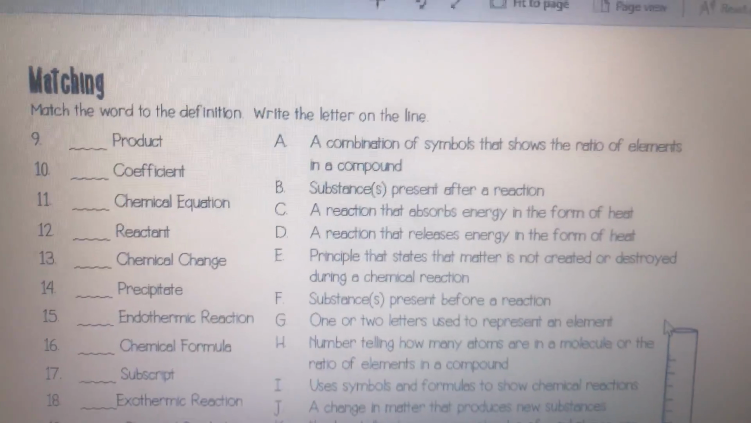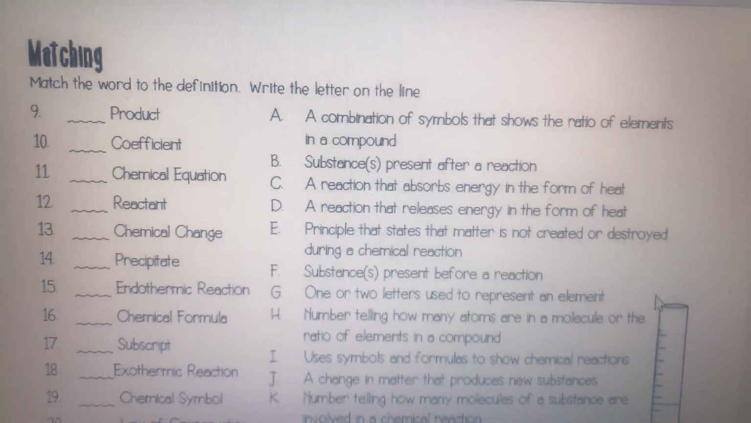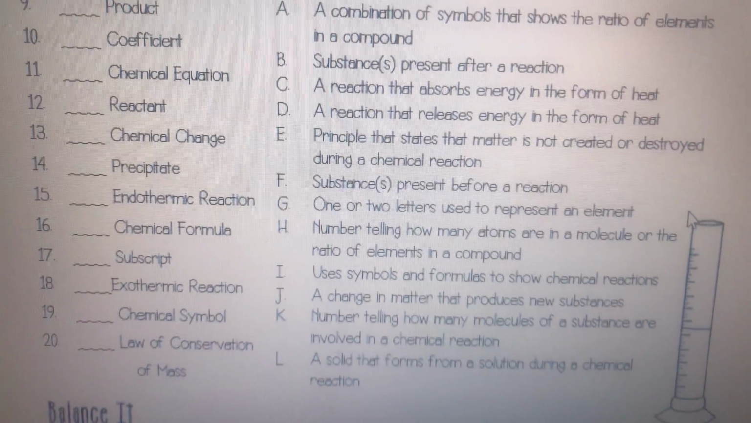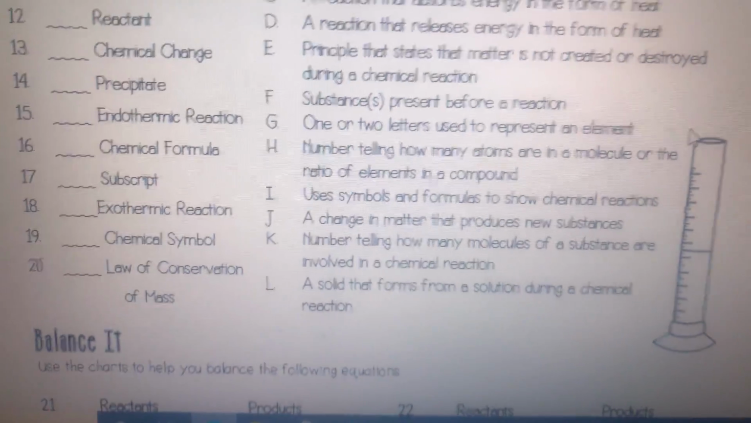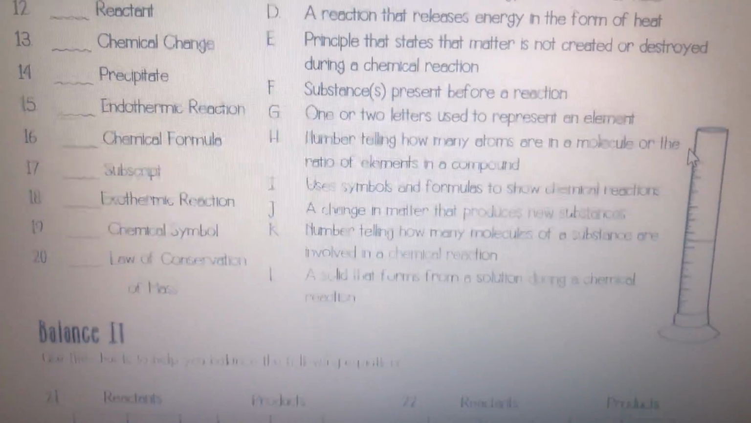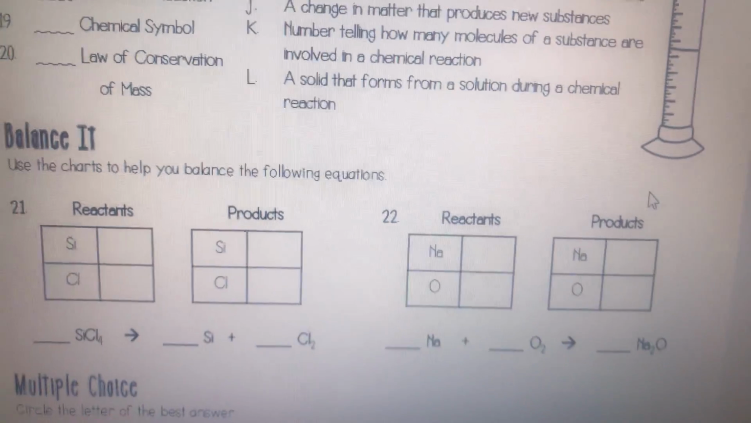Now I'm going to give you the answers to this in another video a little bit later. But I want you to go through and see whether or not you can find the answers on this. Balancing chemical equations.